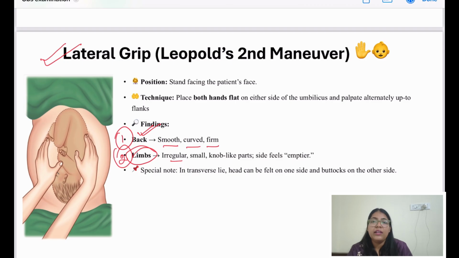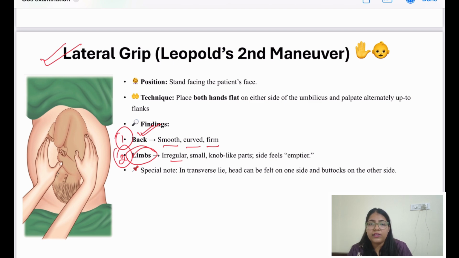So it's okay. Examiners don't expect you to tell which grip you are finding what. You may be wrong, it's okay, that's fine, but you should know how to palpate, how to do a fundal grip, what you can expect on a fundal grip. At least you should know the theory.